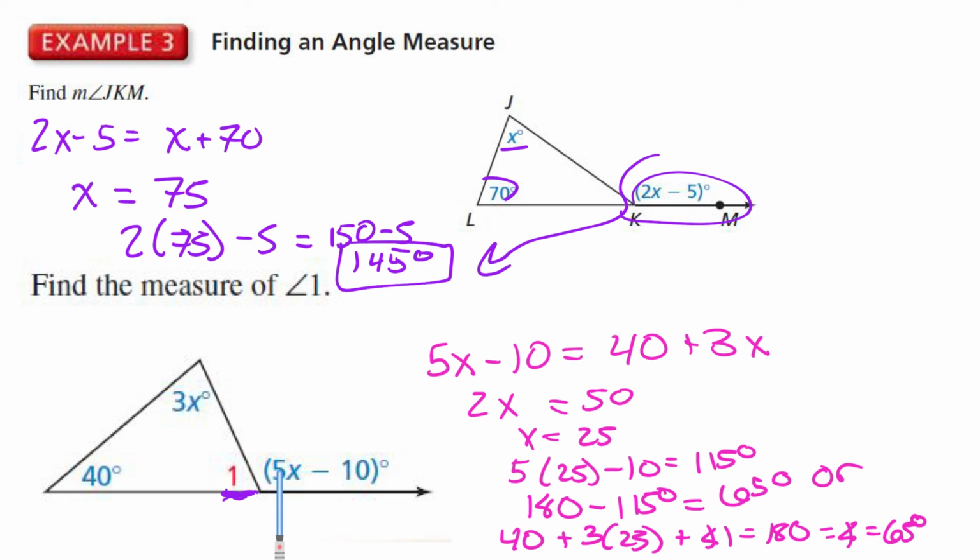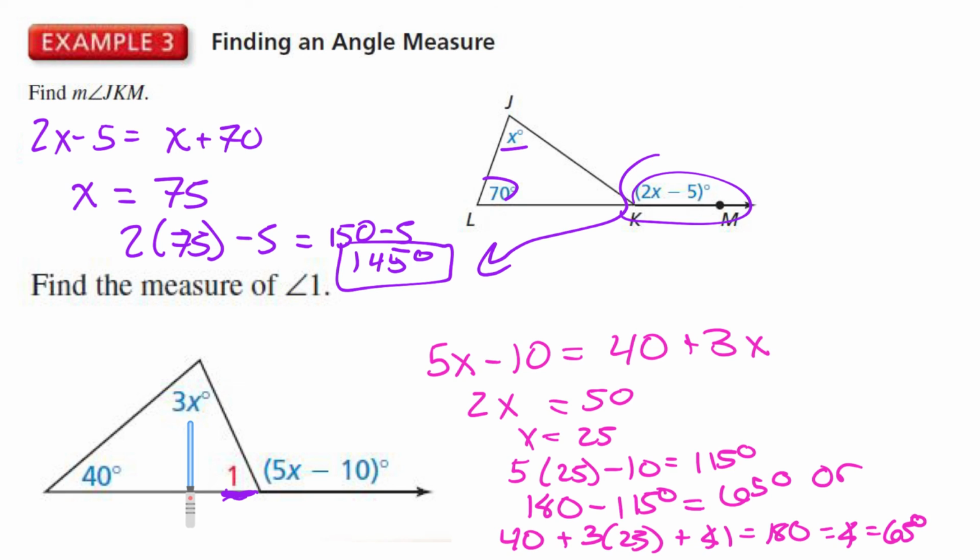But that's not our answer. We need to now substitute that 25 back in. We find that 5 times 25 minus 10 is 115 degrees. Still not our answer, because we want to know what this angle, the inside angle, is. So we can solve it one of two ways. We can use the linear pairs to solve. So 180 minus 115. So 180, because remember this plus this equals 180. And when I solve it, I get 65.